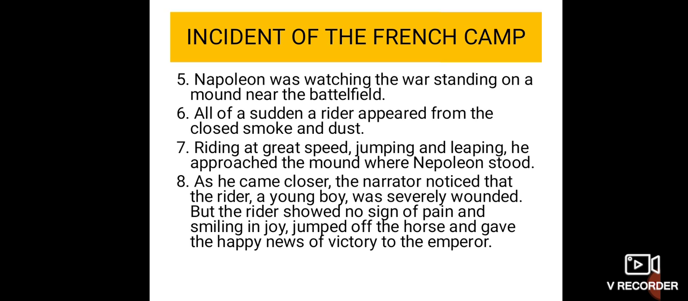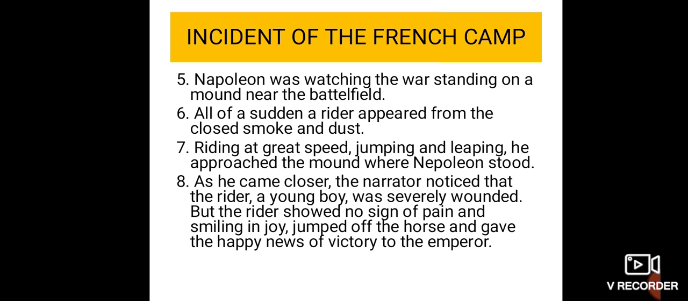So what is happening? There is a clash, a war going on between French and Austria. Austria is defending a place called Ratisbon. Napoleon was watching the war, standing on a mount near the battlefield. So Napoleon was there, watching what was going on, whether the war was in favor of them or whether there was anything that he could do. In fact, he was watching the war as a king.